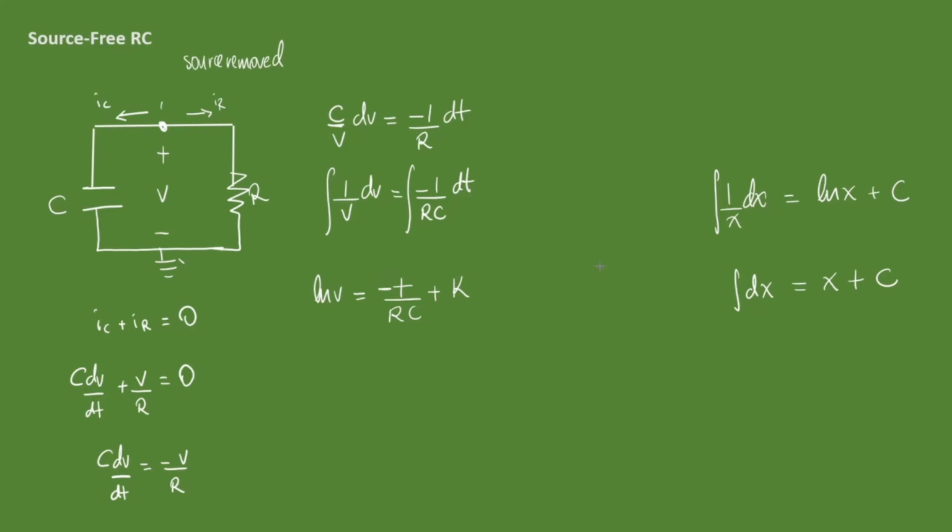To isolate V, ln V is the natural log. So ln V is log to the base E of V. E is Euler's number, a special number in math. I believe it's something like 2.718. Yeah, I just checked it, 2.718. So it's log base E of V.